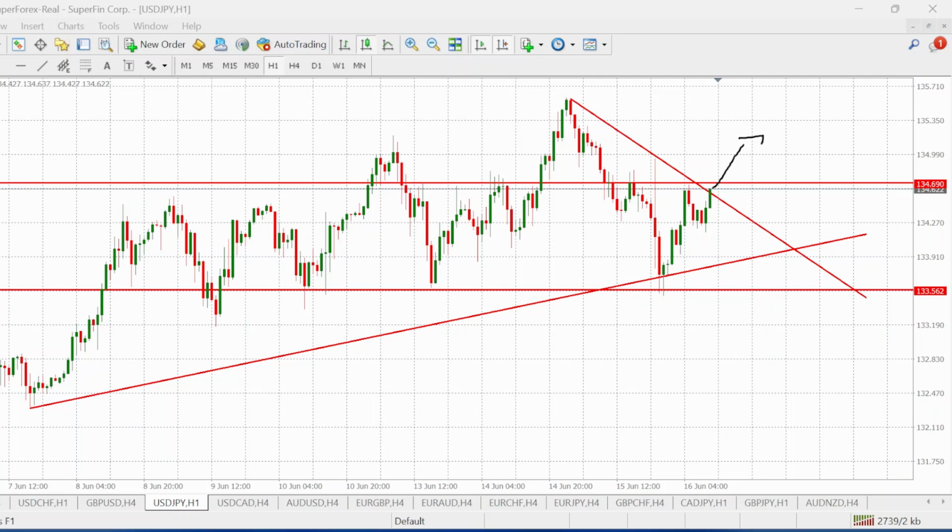Scenario number two: if rejections occur, the price must push further down to the support or this trend line. The price will go down to here or here.